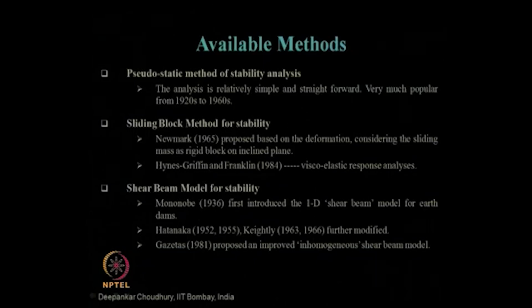Now, what are the available methods? Let us look at them first for tailing dam design. The basic one is the pseudostatic method of stability analysis. It is very straightforward and simple. We have already discussed it. For that, what do people use? They use the Newmark sliding block method, because it gives not only your factor of safety, but also, if it displaces, how much your displacement will be can be estimated. And the shear beam model for stability is another method, which was proposed by Mononobe in 1936 using a one dimensional shear beam model, and later on other researchers have extended it, like Gazetas in 1981, who proposed an inhomogeneous shear beam model.